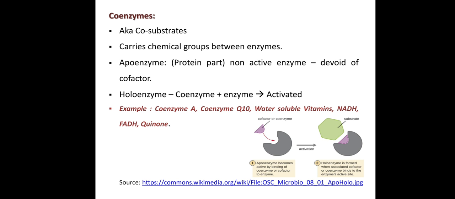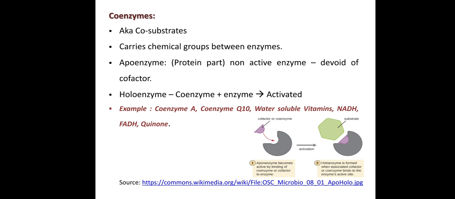These inorganic cofactors include metal ions. They can be called metal activators. Like chloride ion is an example of an ion activator that activates the enzyme amylase. There are also enzymes like ATPases, which are activated by magnesium and calcium ions, metal-activated ones.